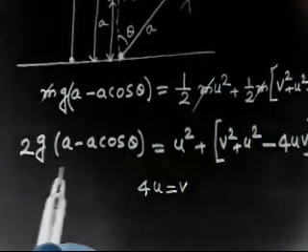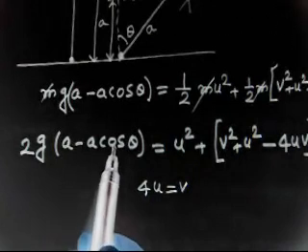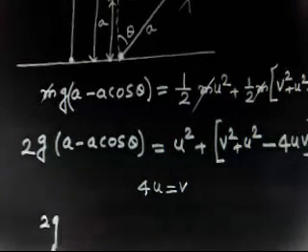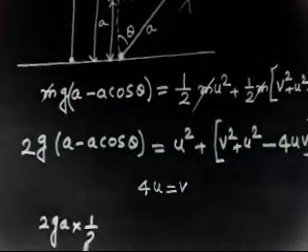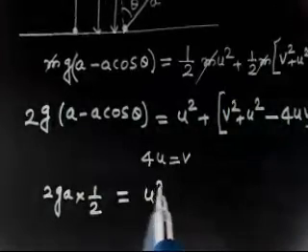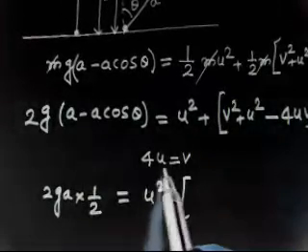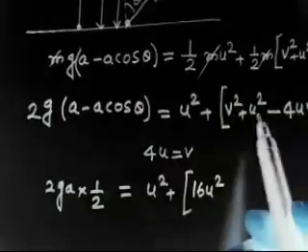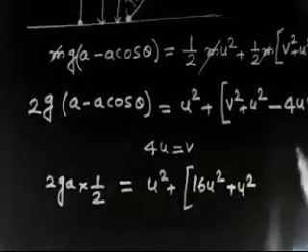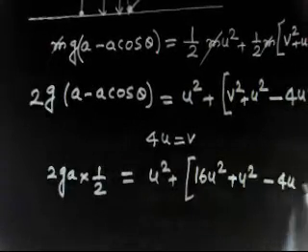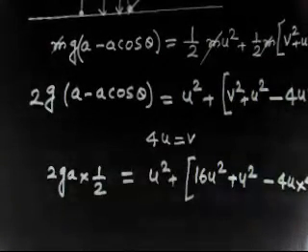So let us do this one. And cos theta is 60 degree, so 1 by 2. So 1 minus 1 by 2. So this will be simply 2gA into 1 by 2. I think you are able to understand. This is equal to u square plus v square, which will be 4u square. So 4u square, this is 16u square plus u square, and minus 4uv. So u is u and v is 4u.